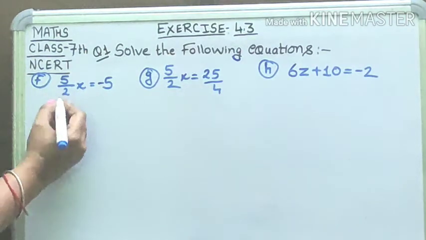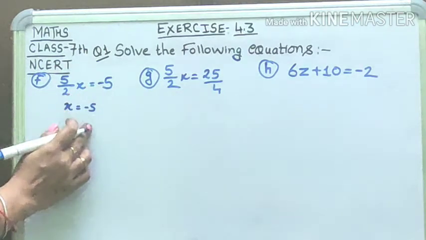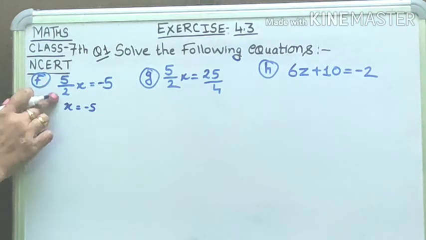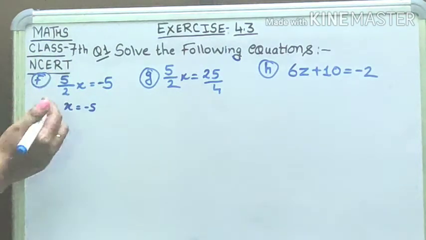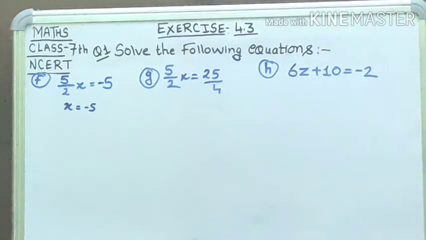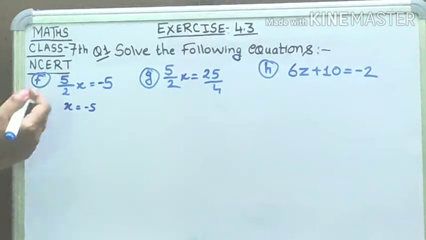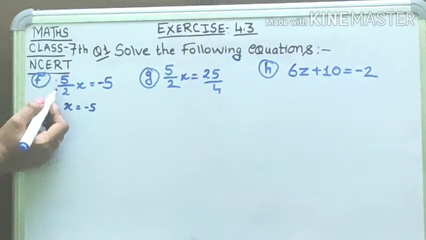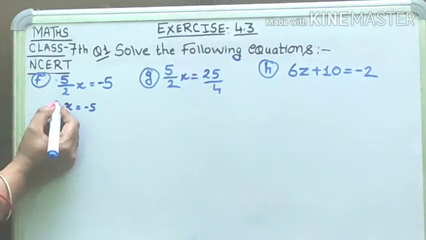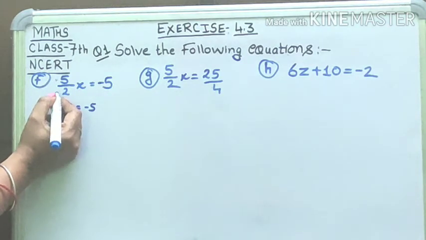Let us start. x equal to minus 5, then we have to transfer this 5 upon 2 to the RHS side because we have to remove this term. So when this term will be transferred, we will bring it here. We can write it as 2 upon 5. First we will remove this 2, and we write the 5 as it is. First let us remove this 2 only.